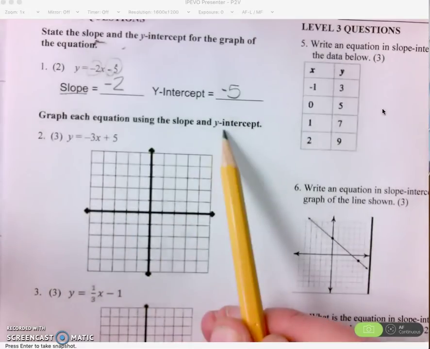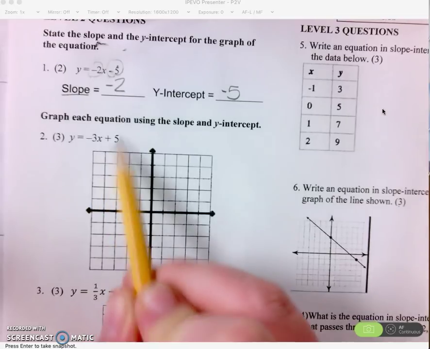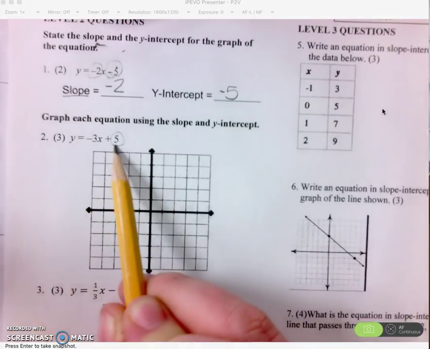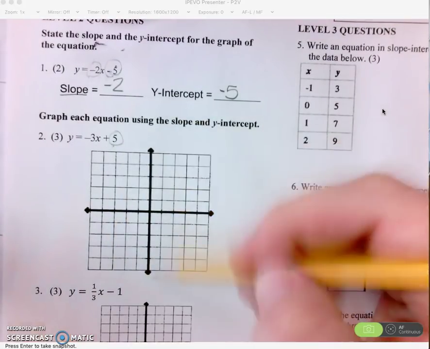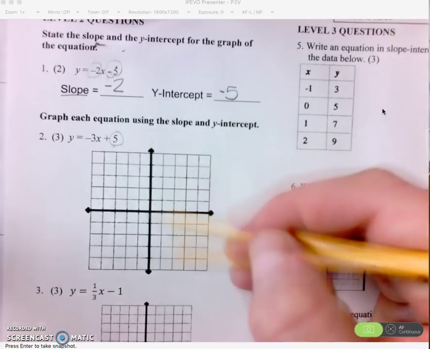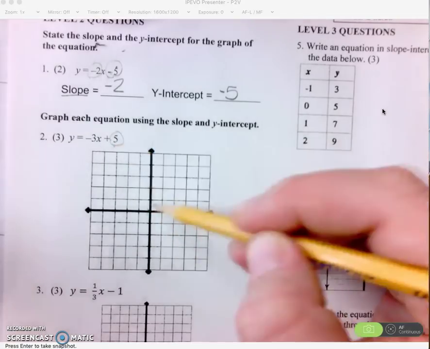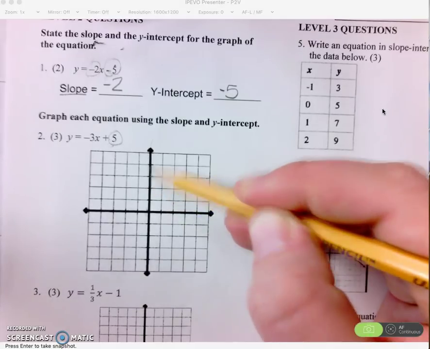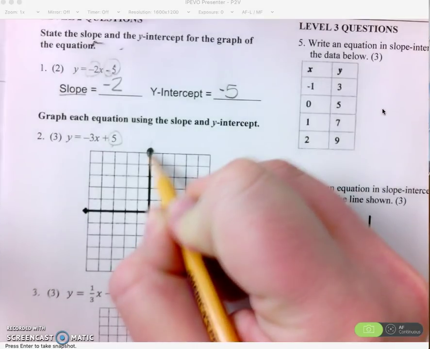Okay, the next one I'm going to have to do is I would need you to graph an equation using the slope and the y-intercept. So again, here I'm going to take my y-intercept and I'm going to graph it, find the point of 5. So if it's positive, I'm going to go up 5. 1, 2, 3, 4, 5, and I'm going to put a point.